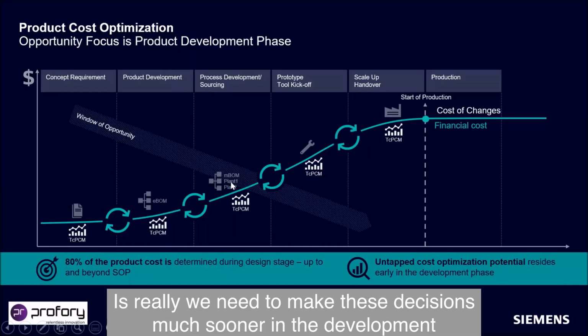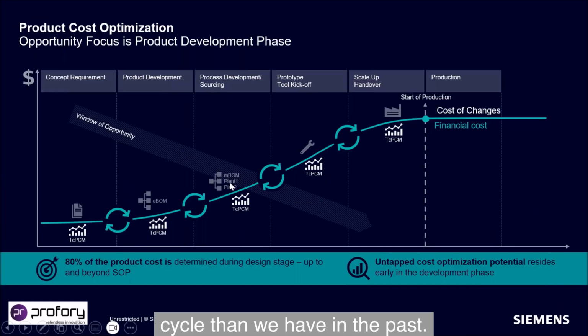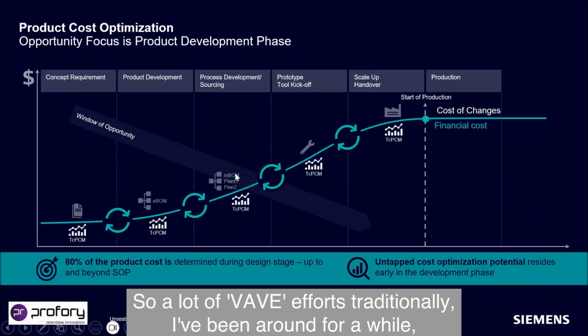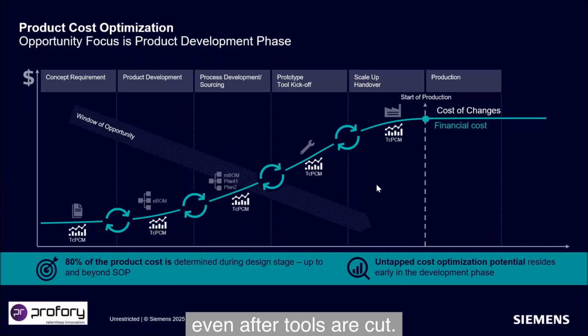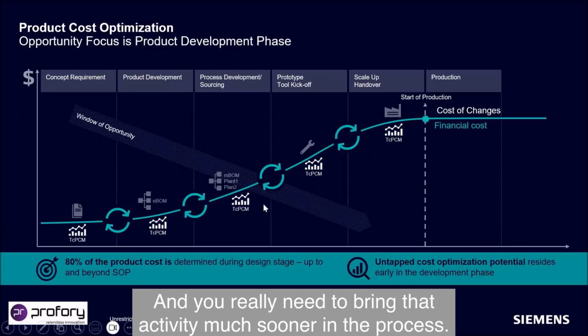Is really we need to make these decisions much sooner in the development cycle than we have in the past. So a lot of VAVE efforts, traditionally, I've been around for a while, have taken place much later in the development cycle, even after tools are cut. And you really need to bring that activity much sooner in the process.